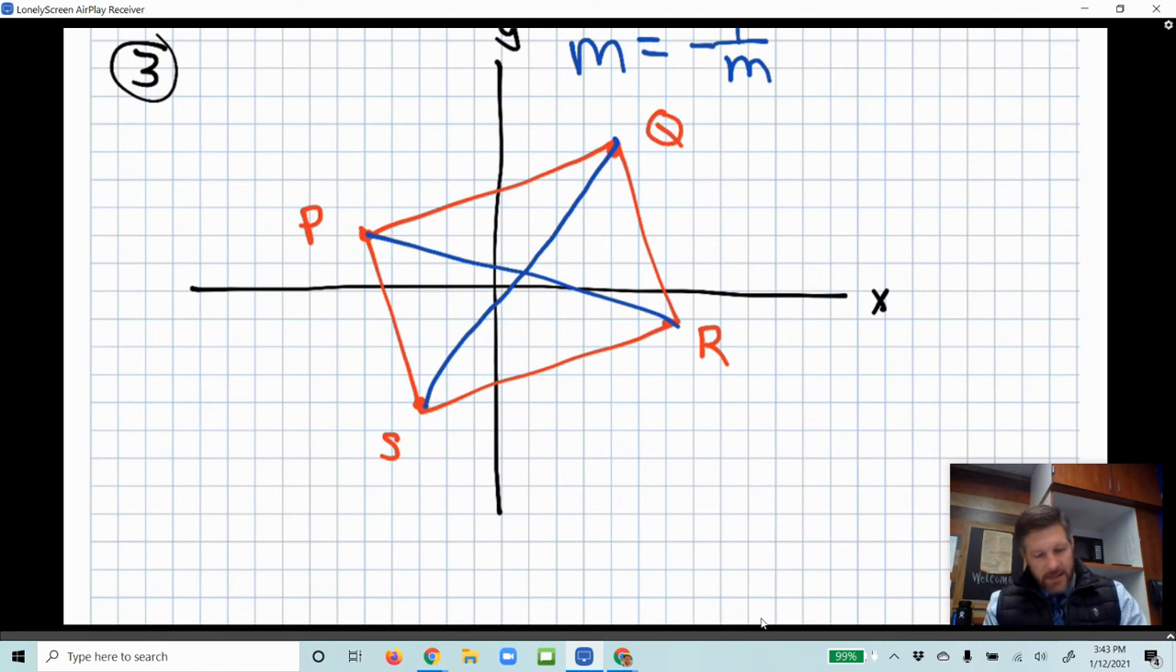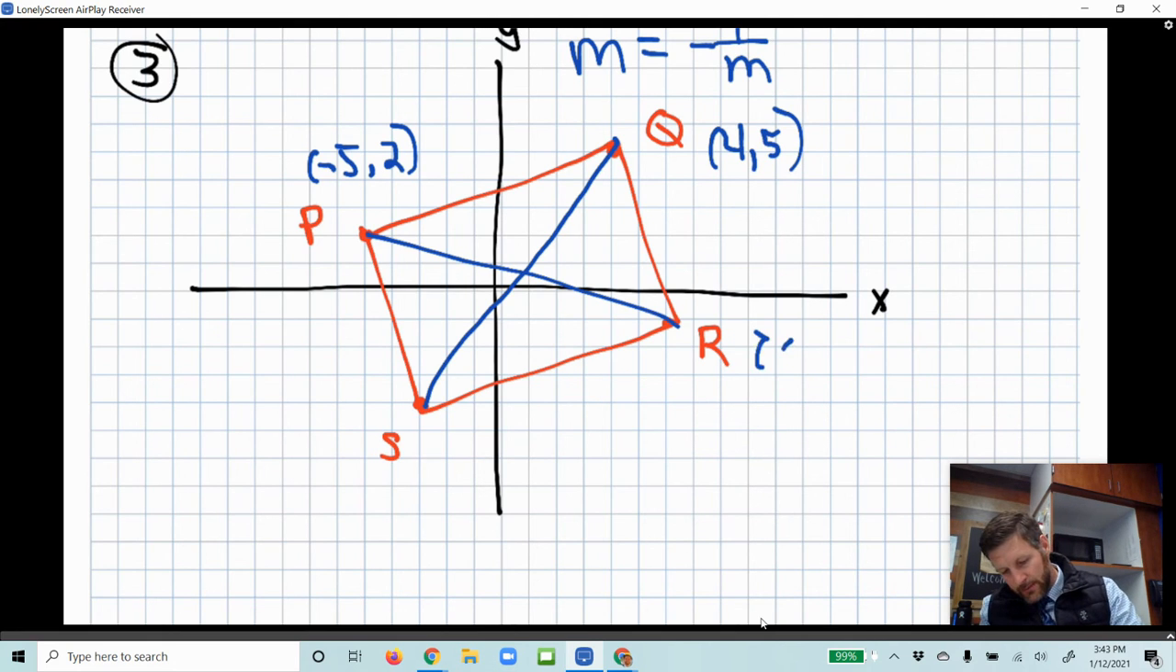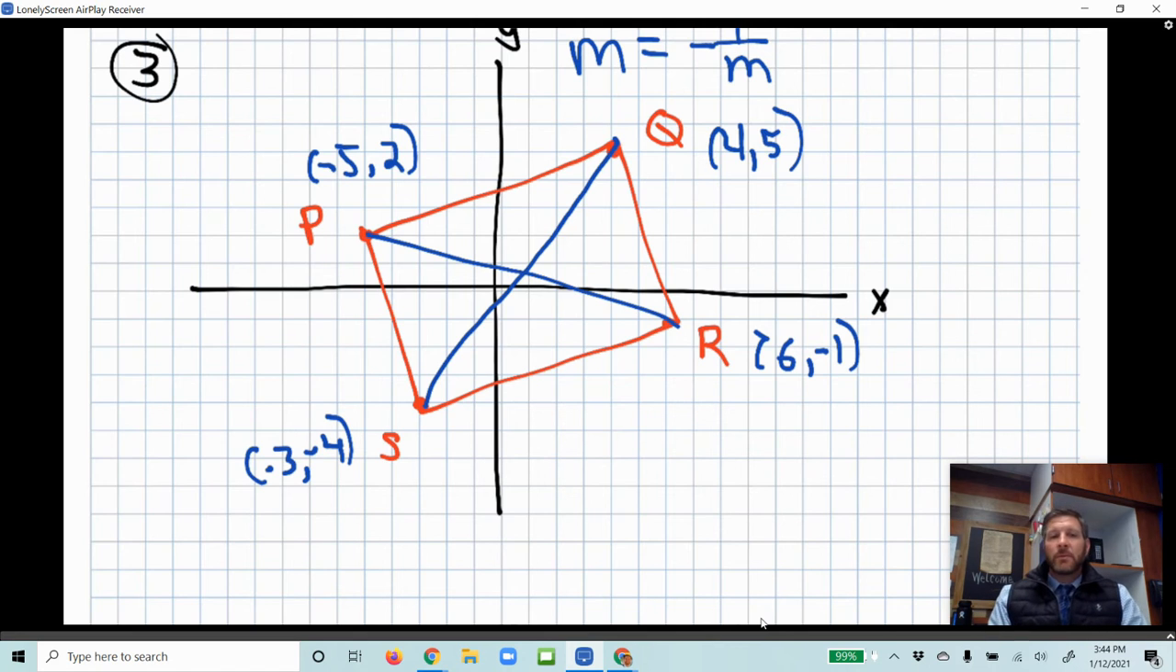P is negative 5, 2. Q is 4, 5. R is 6, negative 1. And S is negative 3, negative 4. Okay. Now the easiest would be the slopes. And again, keep in mind we're doing the diagonals, not the sides. So we're doing the blue lines.